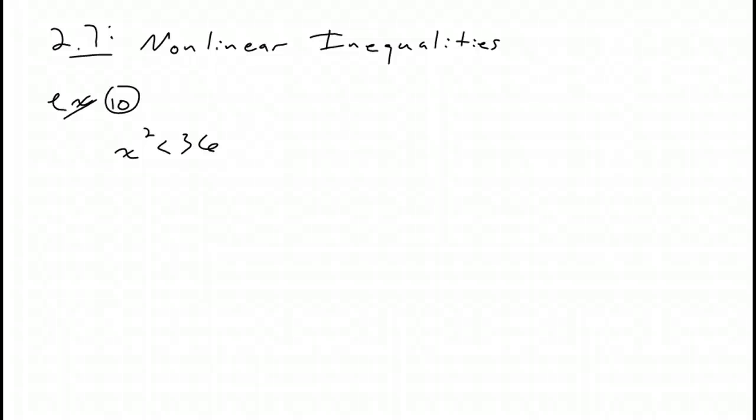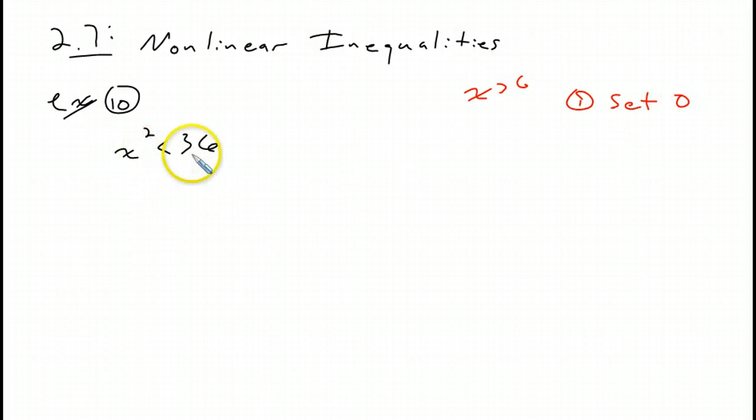This video is going to be all about 2.7 nonlinear inequalities. Nonlinear inequalities are just like regular inequalities where we had like x is greater than 6 or something like that, except we want it to be equal to 0 to kind of give ourselves an interval which we can test things. So if I make my first step to set this to 0, then I would need to move over my 36 so that I would have x squared minus 36 is less than 0.